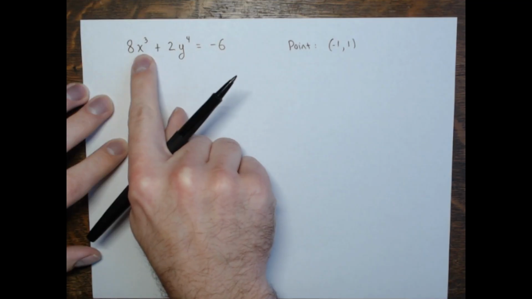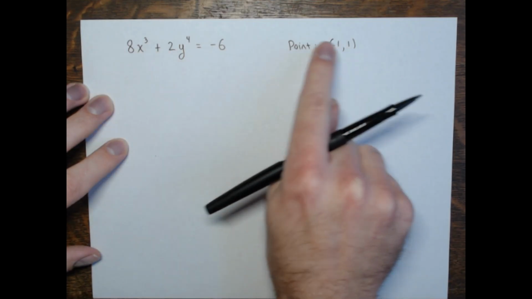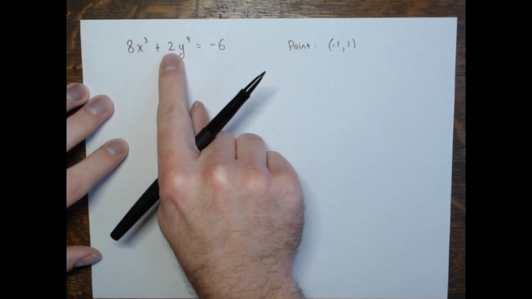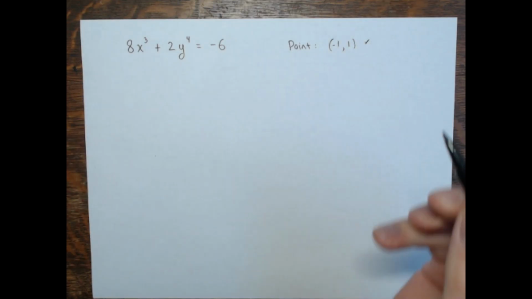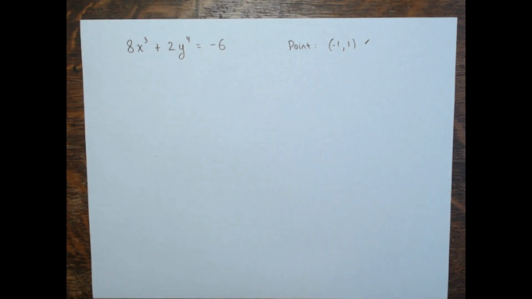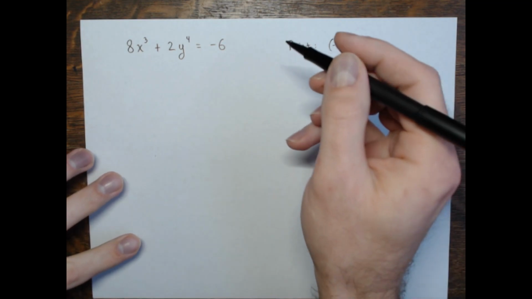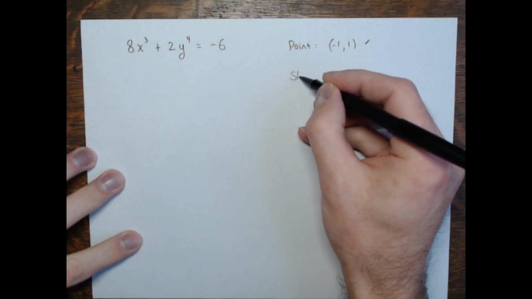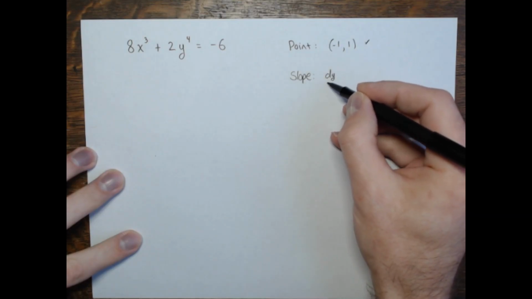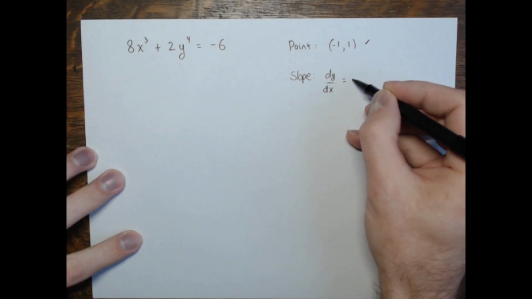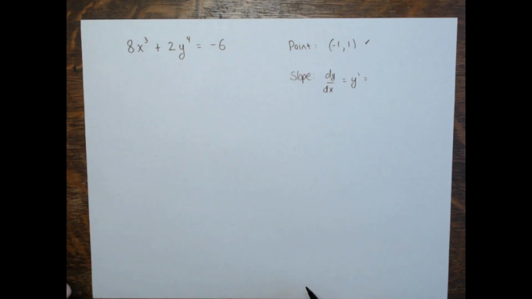-1 cubed is -1, so this first term would be -8. And then when y is 1, 1 to the fourth is 1, 2 times 1 is 2. -8 plus 2 is -6. This point is on the curve, as you already saw. You already saw that this point is on this graph. But now we need the slope. Remember, slope is dy over dx or y prime, the first derivative, slope of the tangent line.